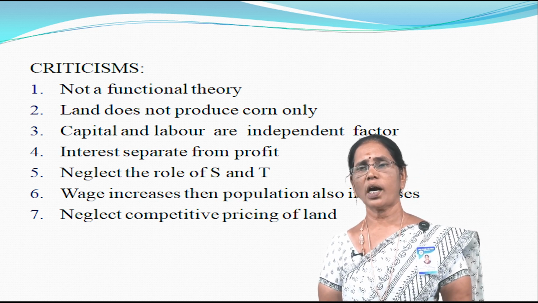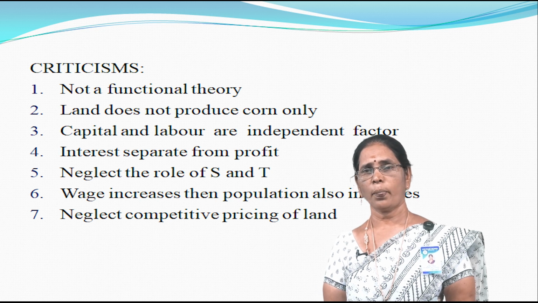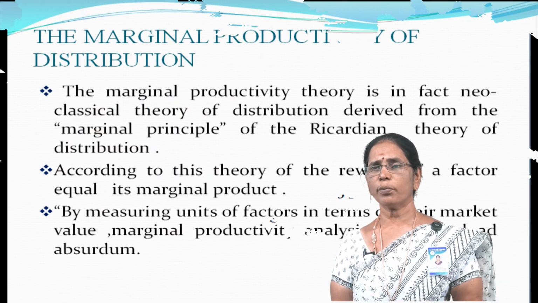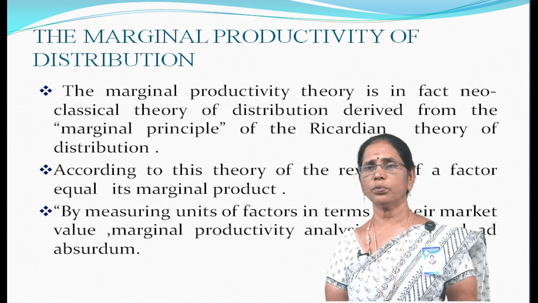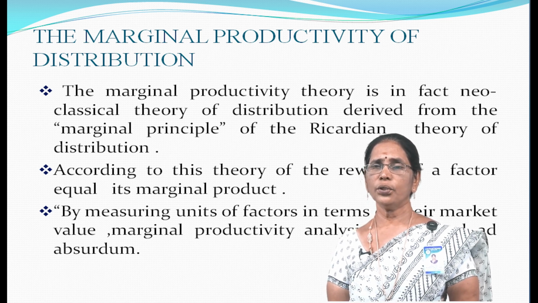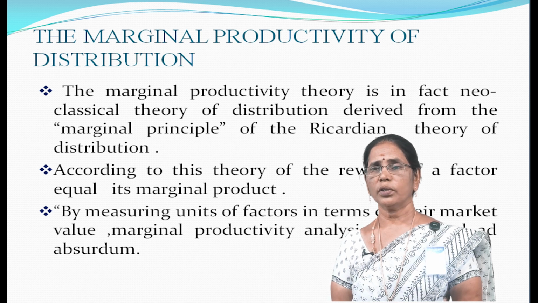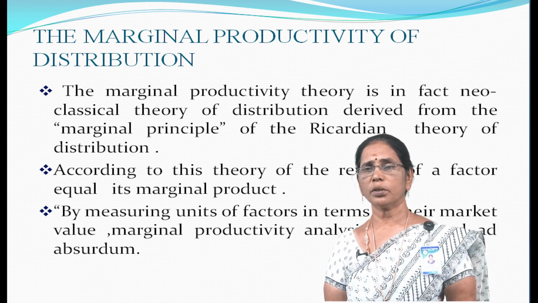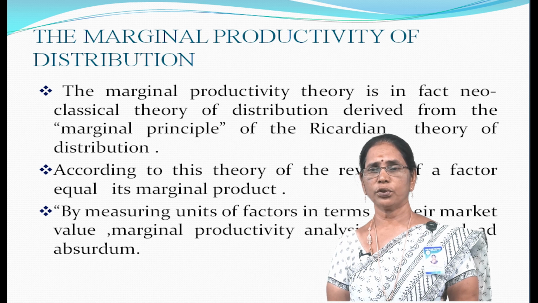Then we move on to another theory of distribution. This is called the marginal productivity theory of distribution. The marginal productivity theory is in fact a neoclassical theory of distribution, derived from the marginal principle of the Ricardian theory of distribution.